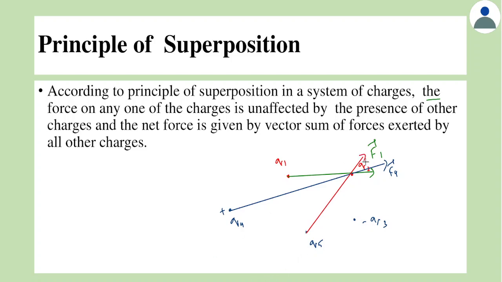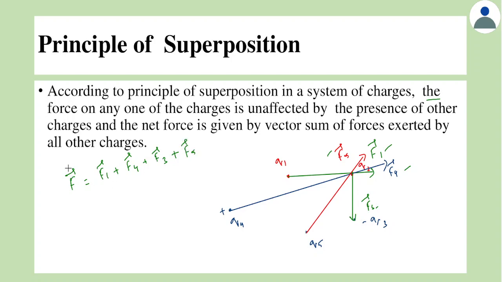We call this force F5, and the force which this charge exerts would be an attractive force because they are of different polarities. So this force will be attractive like this. We'll call this F3. We have four forces now: F1, F5, F4 and F3. In this case, the net force we just call capital F. This net force is equal to the vector sum of each of the forces. So this is the principle. This principle is called the principle of superposition.